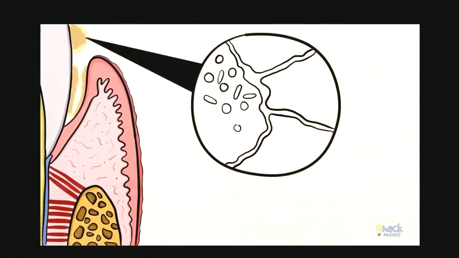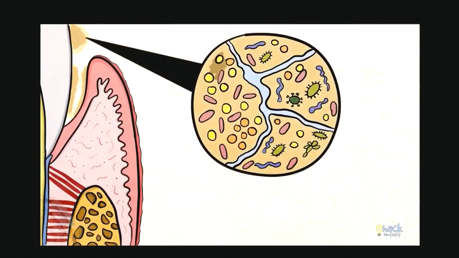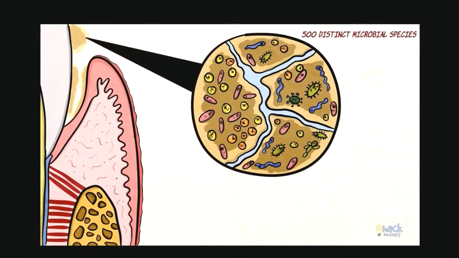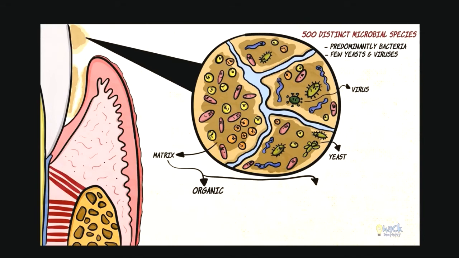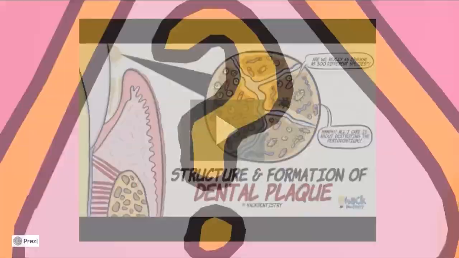The mature plaque is a biofilm with diverse microbial colonies having at least 500 distinct microbial species. Though predominantly bacterial, the microflora also harbors yeasts and viruses. Now, these microorganisms are housed in a matrix consisting of organic as well as inorganic materials derived from the saliva, bacteria, and the gingival crevicular fluid.